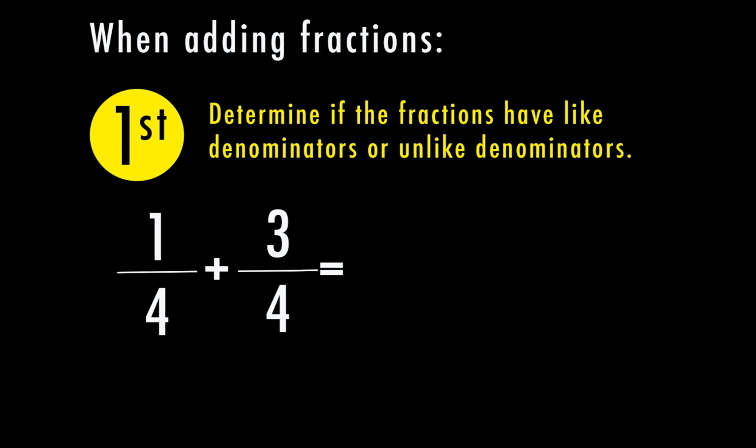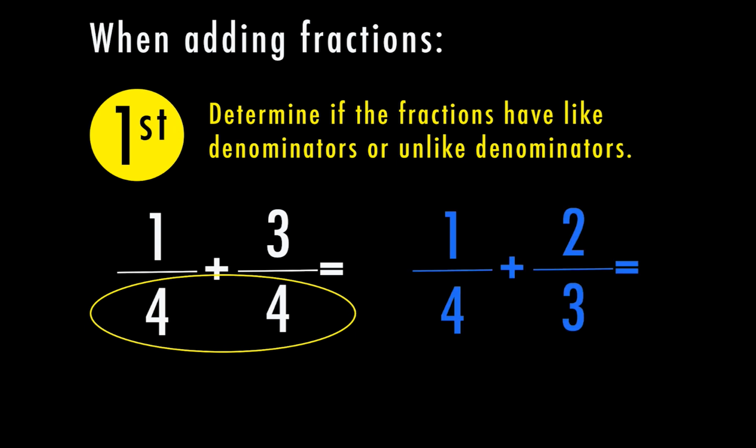If you have a like denominator, that means that both numbers in the denominator, which is the bottom number of a fraction, are going to be the same. So in this case, I'm adding 1/4 plus 3/4, so they both have a 4 in the denominator. The other option is an uncommon denominator, and you'll notice here in the other fractions, we have 1/4 plus 2/3. So one fraction has 4 in the denominator, one fraction has 3 in the denominator. Once you've determined if they are common denominators or uncommon denominators, then you can decide what to do to solve it.